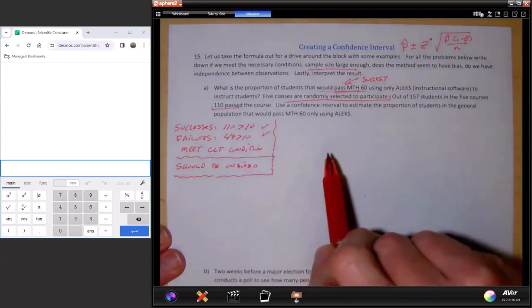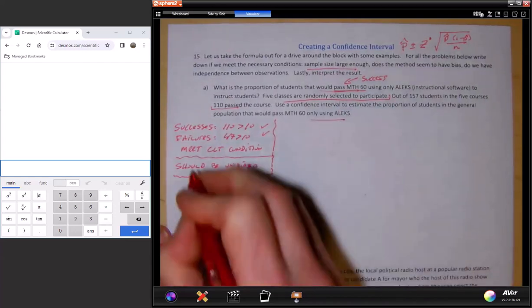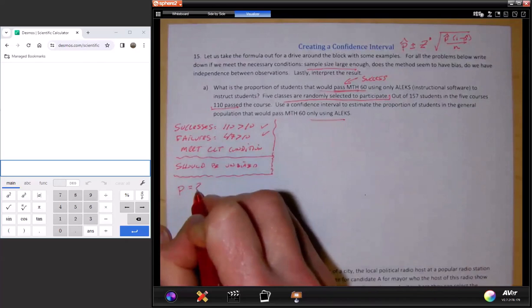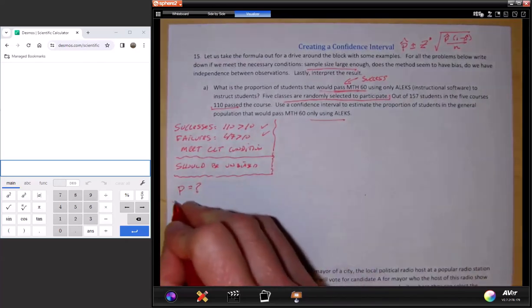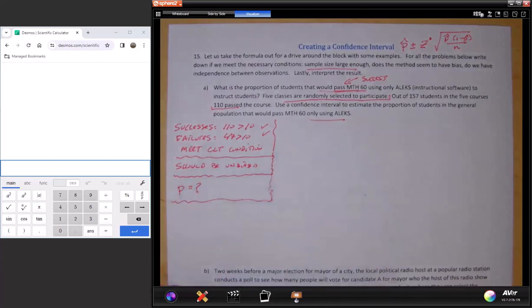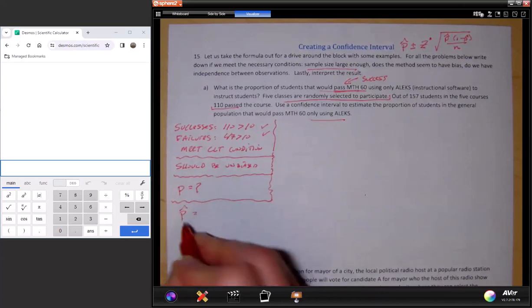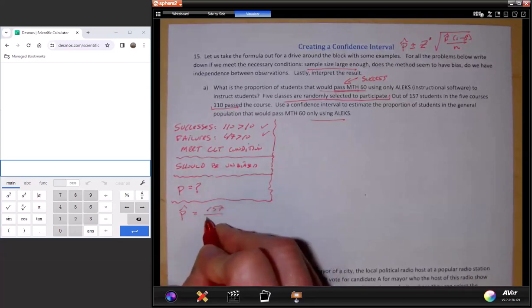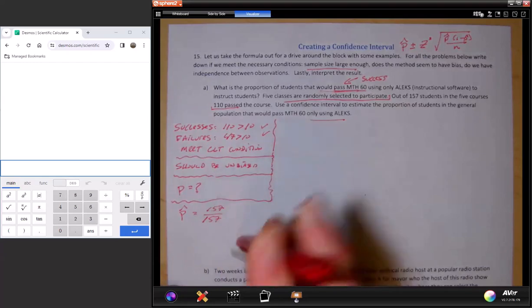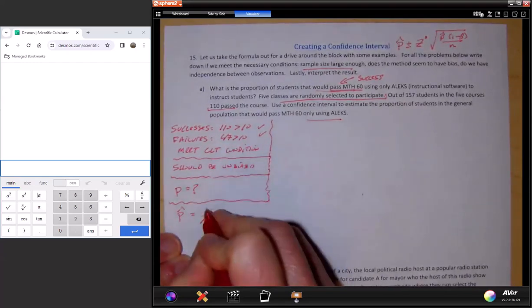Use a confidence interval to estimate the proportion of students in the general population that would pass Math 60 using only ALEKS. So now what we're trying to figure out is what is p? And the answer is we'll never know exactly what that is. The next thing we need to determine is, well, what do we find? Let's do that first. p hat was 110 out of 157. So this is our point estimate.